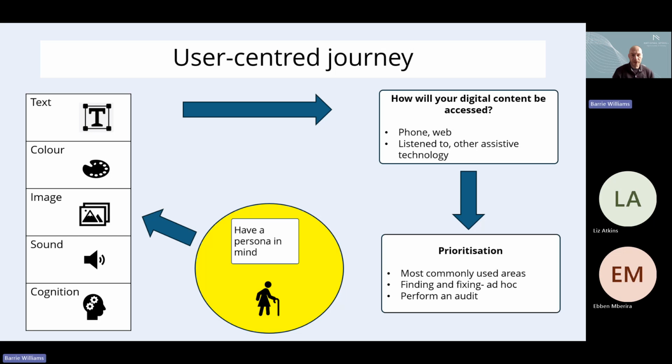What we're going to start to look at a little bit more today is how your digital content is going to be accessed. Should you be thinking about things going through the phone? Because most people access the internet through their phone nowadays, rather than the web, for example. Or are people listening to your website? So are they using assistive technology, for example, because they're blind or partially sighted? And then prioritization. How do you know where to focus your accessibility efforts? And again, this is always a big issue where people don't know where to start. So most commonly used areas, for example. So where's your high traffic areas? And then you might be finding and fixing on an ad hoc basis. And that's sort of stage one, which we'll be looking at today.